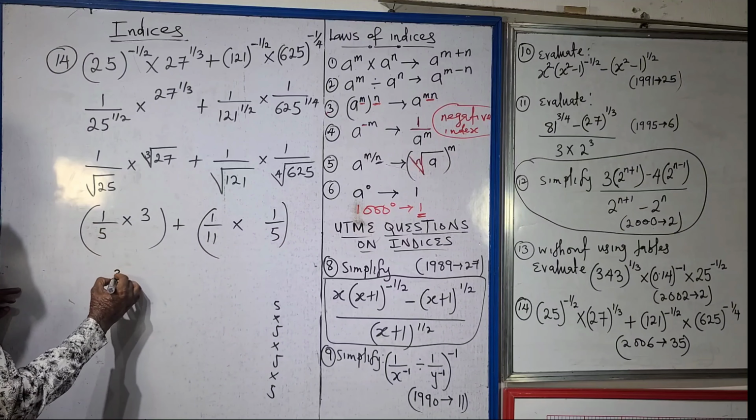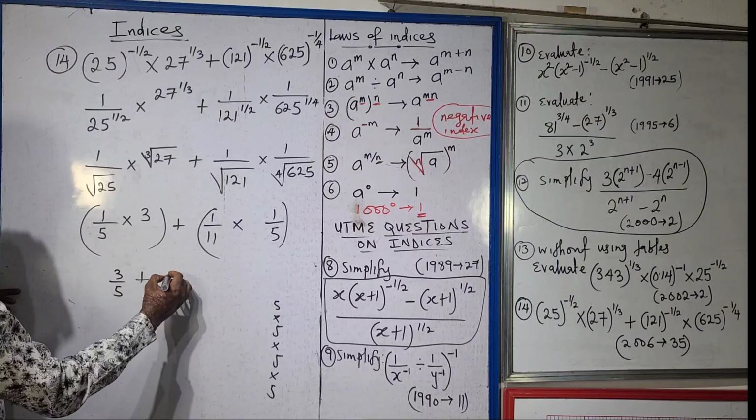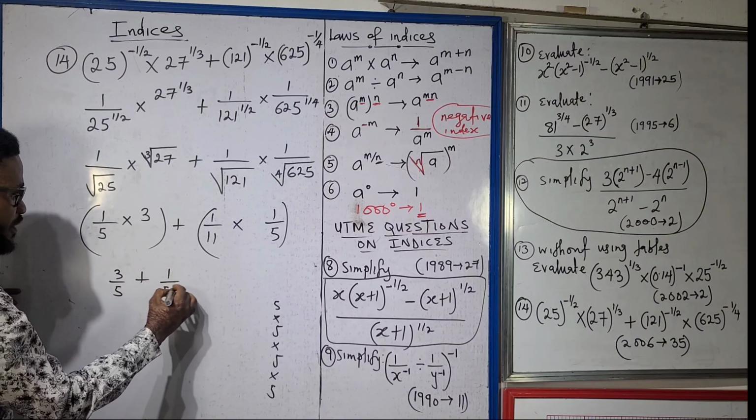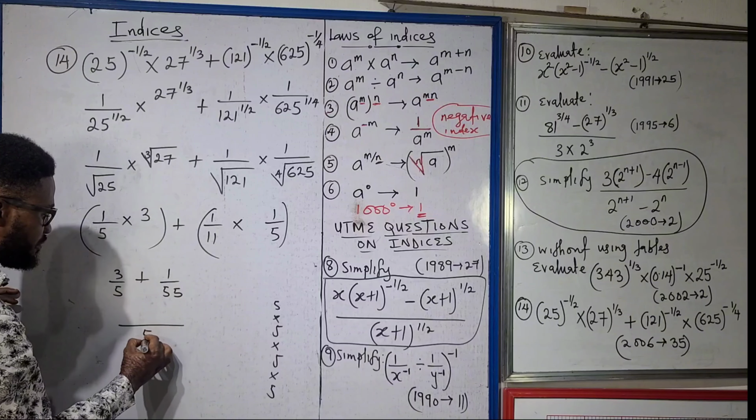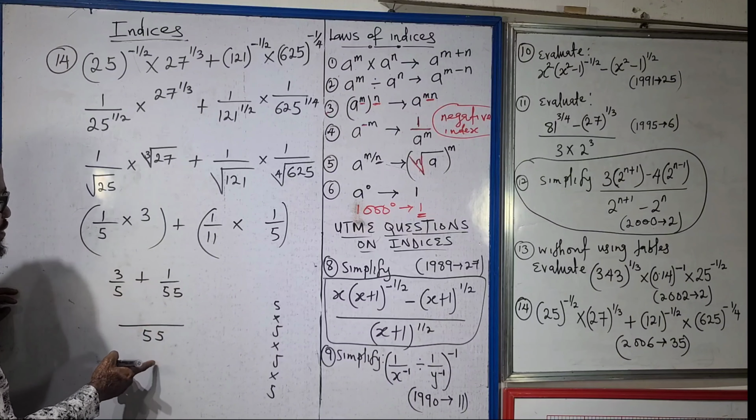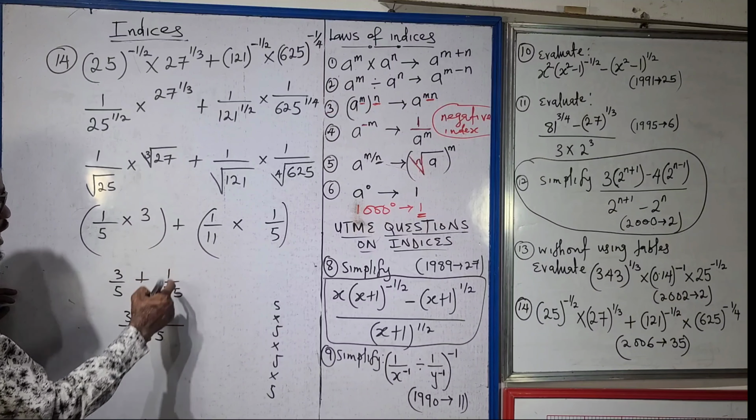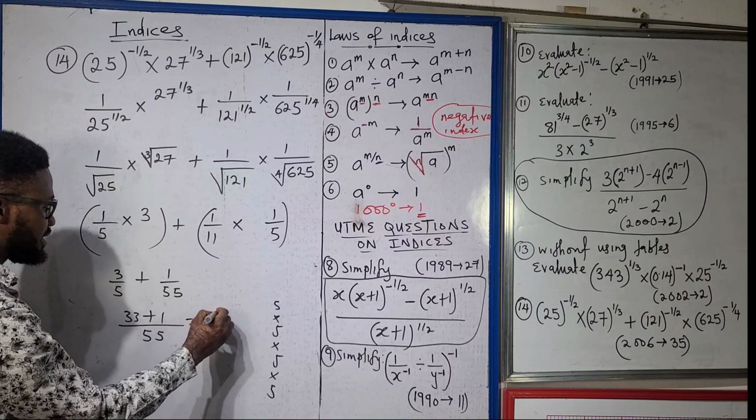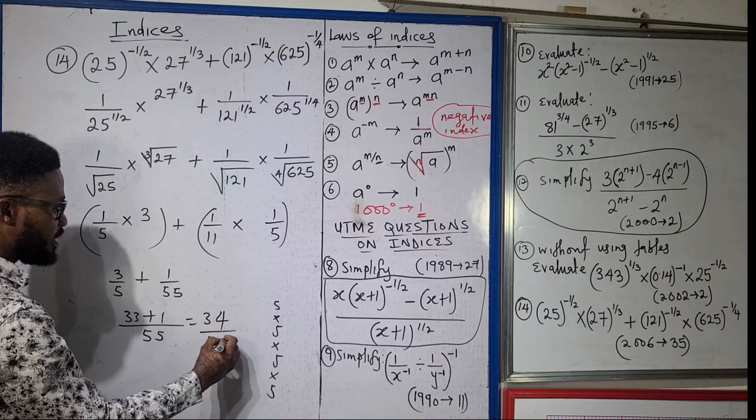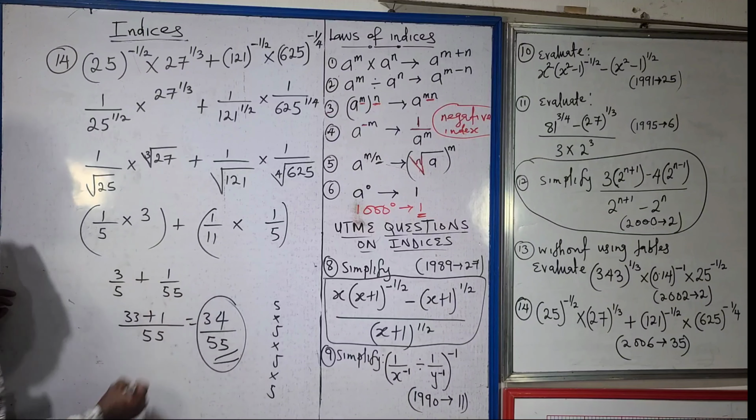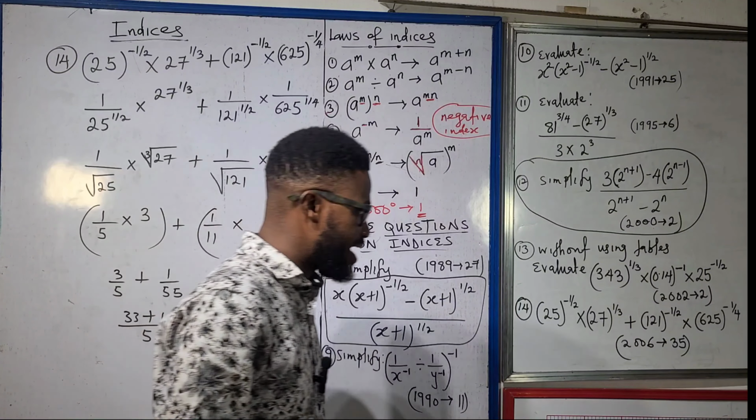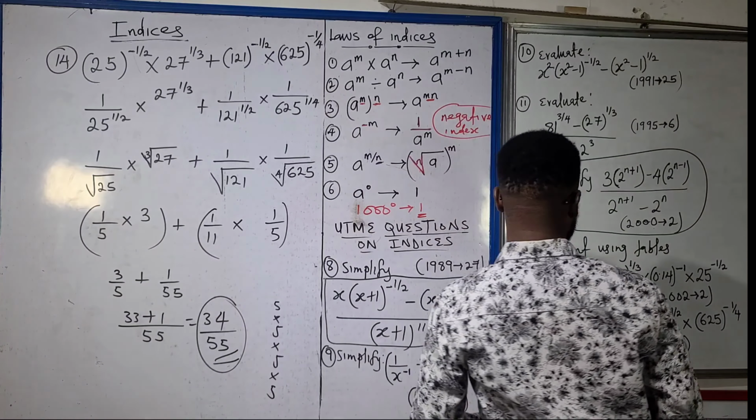So this is going to give me 3 over 5 plus 1 over 55. LCM here is 55. 5 in 55, 11. 11 times 3, 33. 55 in 55, 1. 1 times 1, 1. So the answer is 34 over 55. That is my answer. And that ends that about indices.